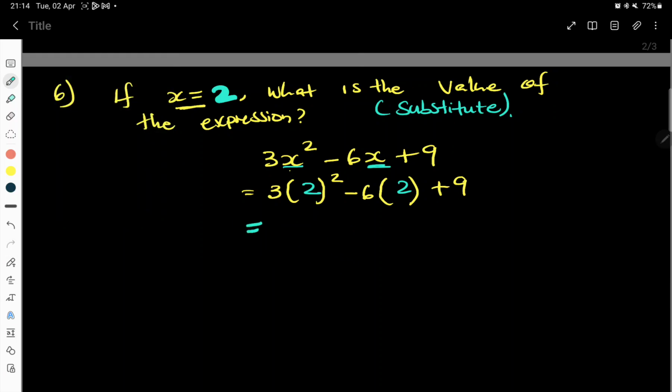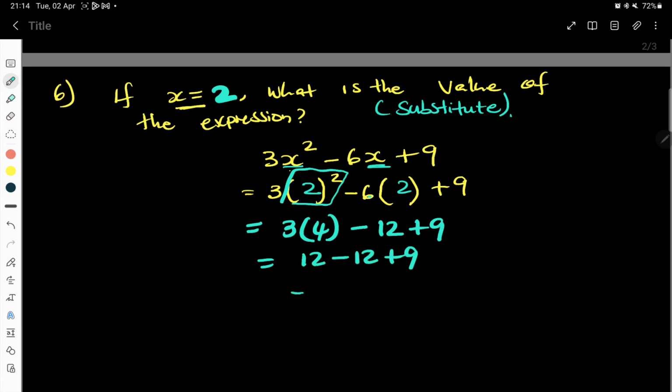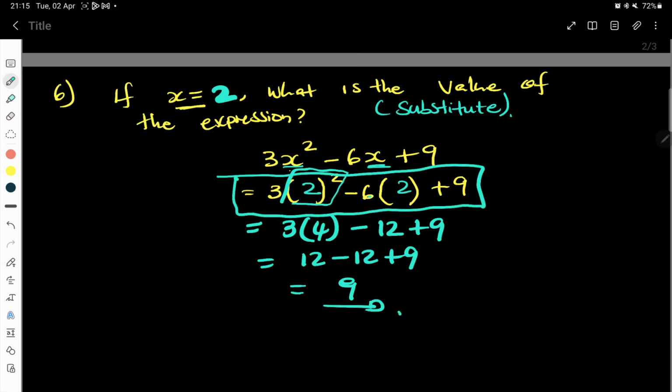Then you punch this in your calculator. 3, what is 2 squared? 2 squared is 4, minus 6 times 2, which is 12, plus 9. You can use a calculator. 3 times 4 is 12, minus 12 plus 9. 12 minus 12 plus 9 is 9. But straight from this substitution, you can just punch it in your calculator to get the final answer.